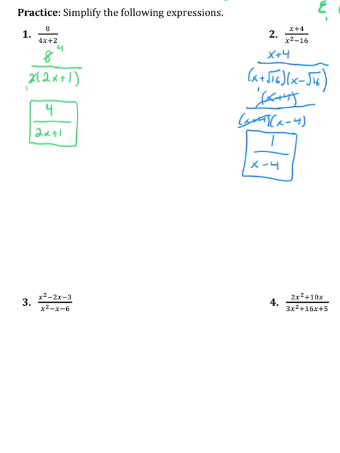For problem 3, the numerator is going to be x squared minus 2x minus 3. So I'm going to need to subtract one term and add another term. It looks like this one's going to be x minus 3 and x plus 1. And I'm going to have a negative 3x here and a positive 1x there, and that would get me the negative 2x in the middle, so that's perfect. So my numerator now is x plus 1 times x minus 3.